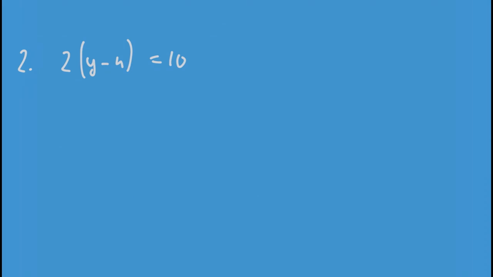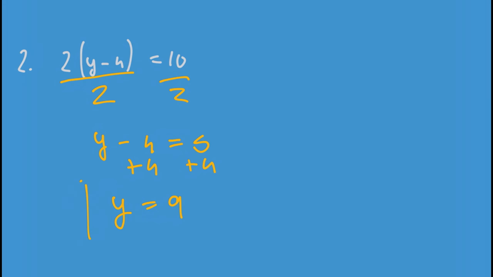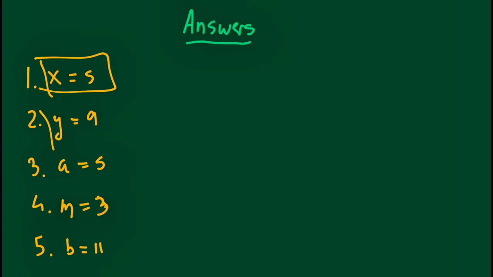Next problem here. So, 2y minus 4 is equal to 10. So I'm just going to do the method that I said that can also work. You could actually divide the entire thing by 2. Y minus 2 is equal to 5. Now we have a two-step equation. So plus 4, and y is equal to 5 plus 4, which is 9. And in our answers, y is indeed equal to 9.